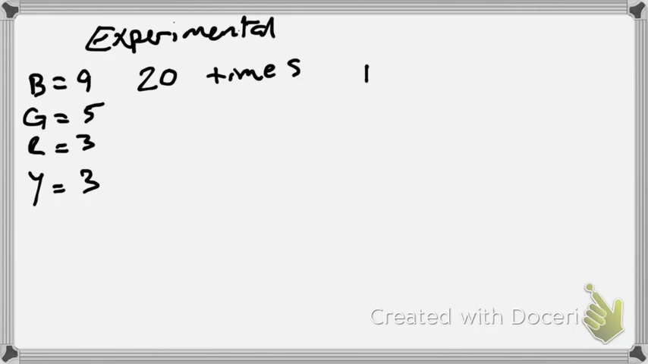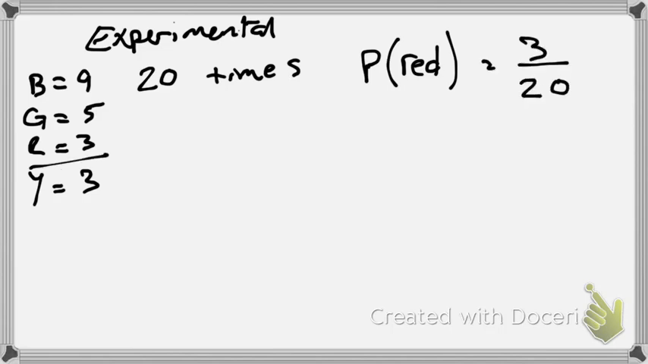Now, if they ask you something like, what's the probability that it was red? You literally take what they gave you, so 3 over the number of times you spun the spinner, which is 20. So this is literally just a look at the number and put it over top of whatever the other number is. So the probability of red was 3 over 20. You can calculate that to a percent if you want to. You don't have to.